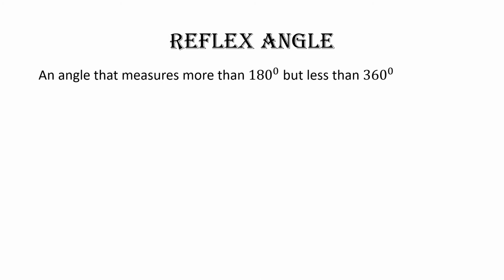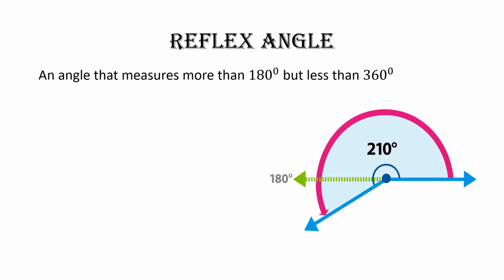And reflex angle, again, simple. It's an angle that measures more than 180 but less than 360 degrees. So more than 180, less than 360. And this is how we demonstrate it. Remember, right here is a straight angle. So the minute we cross that, we are now entering into the reflex region. So this angle is very flexible. It passed 180, if that makes sense.